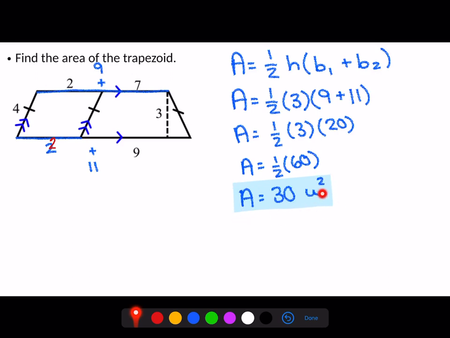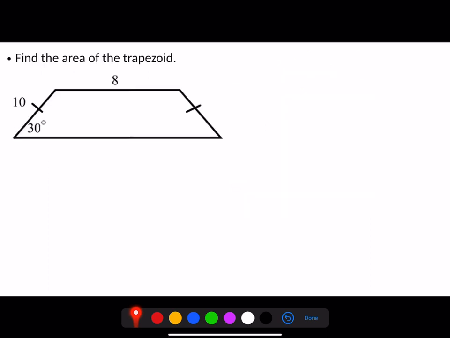I'm using units because we don't actually have units given to us. So that's what the U is standing for, units squared. All right, let's go ahead and try the next one out. Find the area of the trapezoid. This one's a bit more difficult.